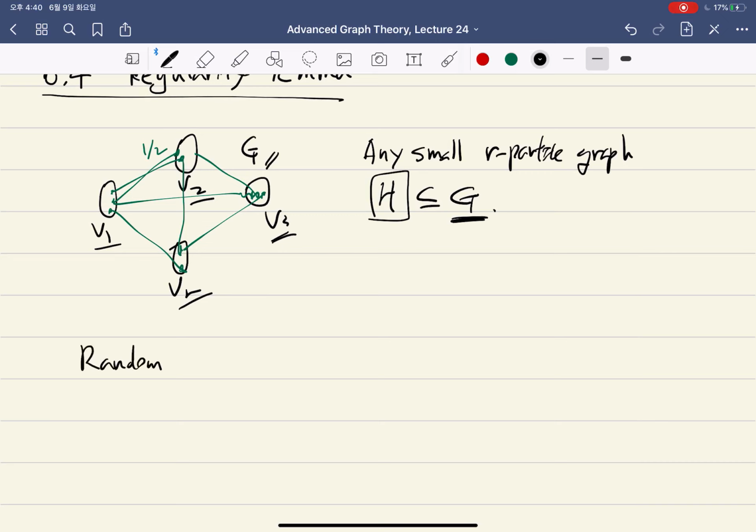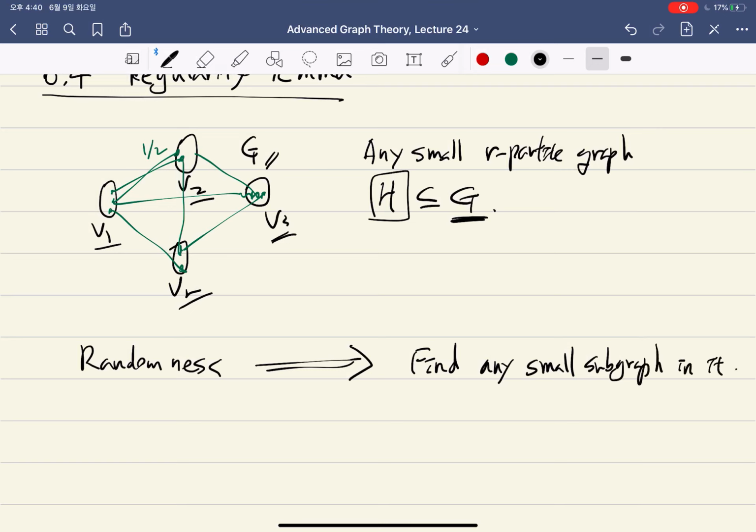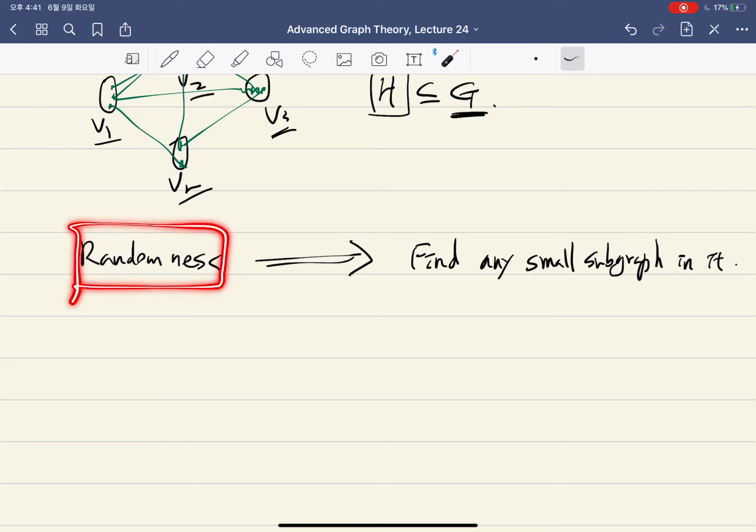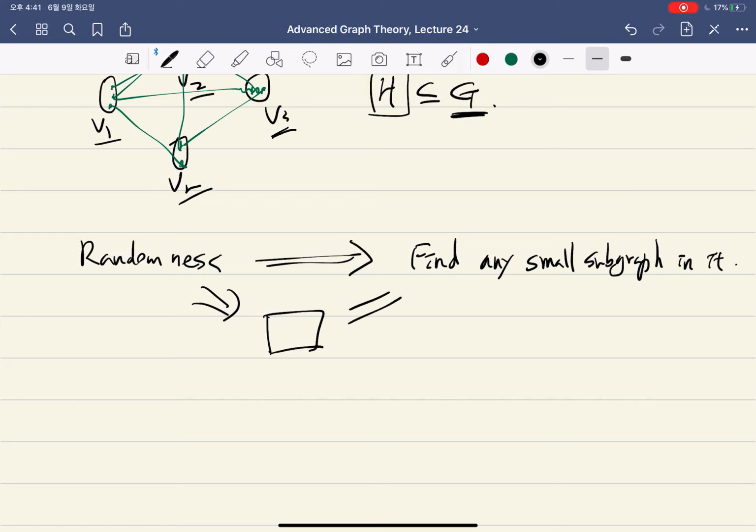So random implies that we can find any small subgraph in it. One of the natural questions is why this holds, or maybe whether we can weaken this condition a bit. A random graph here, you can find this, but what if there is some weaker condition, which is weaker than randomness?